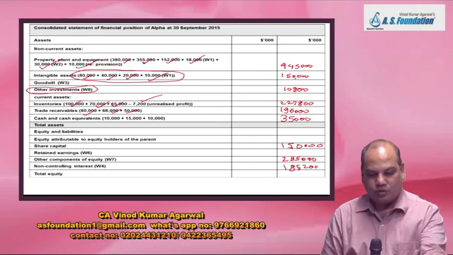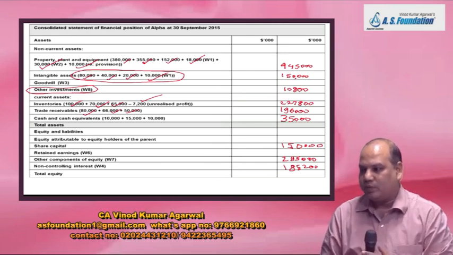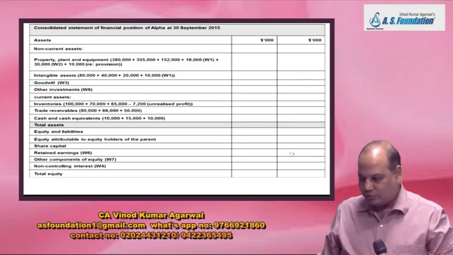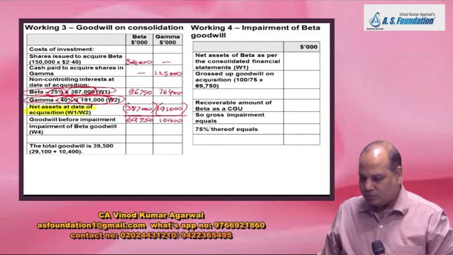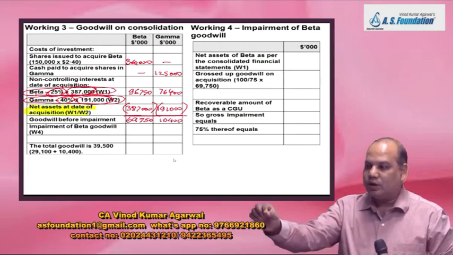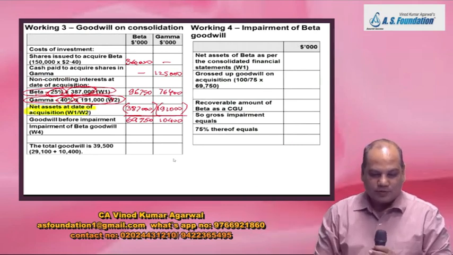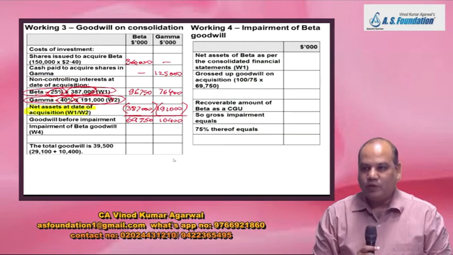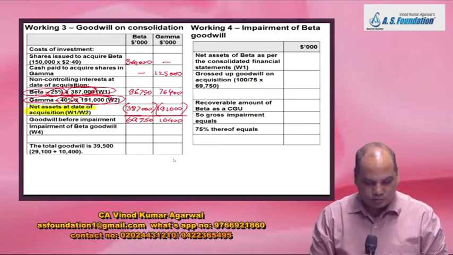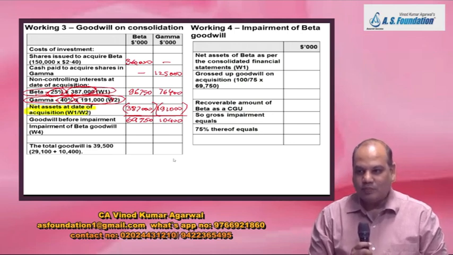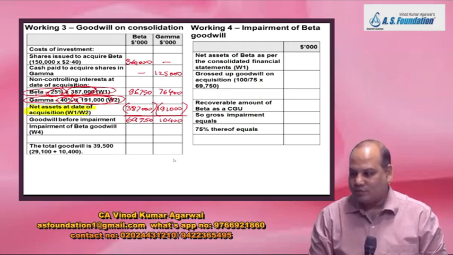First you write a note for goodwill impairment. All of you write a note. Stop other activities. Note on goodwill impairment. Just 2-3 lines.